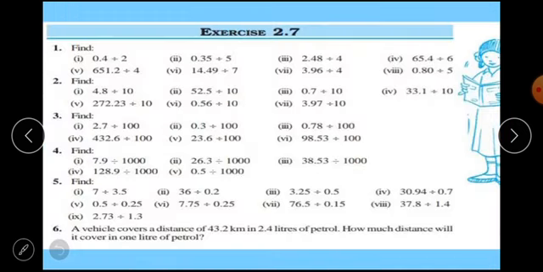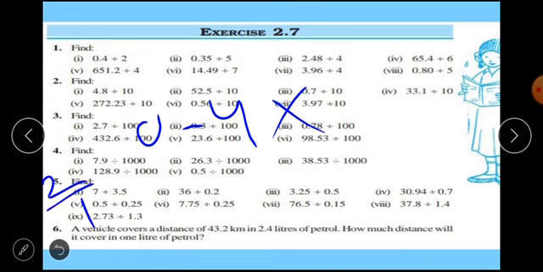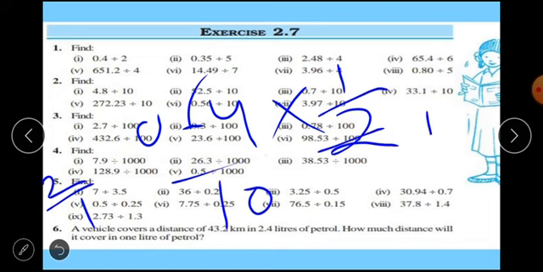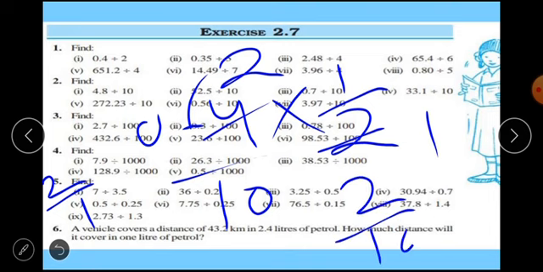Now move to the first question of exercise 2.7, that is 0.4 divided by 2. What is given? 0.4 divided by 2. So you will convert this division sign into multiplication, and 2 you can write as 2 upon 1. So you will take the reciprocal, it will be 1 by 2. And after removing the decimal, you can write 4 upon 10. 2 ones are 2, 2 twos are 4. So your answer will be 2 upon 10.